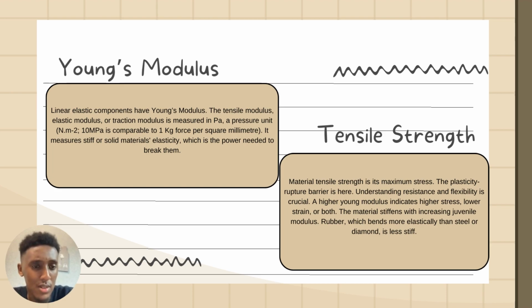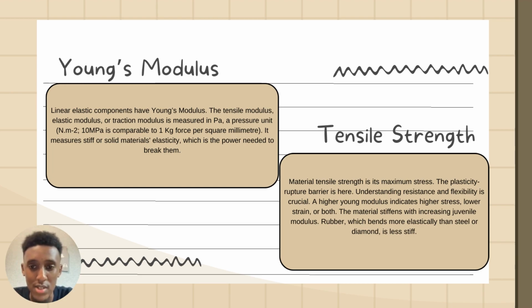Young's modulus is the linear elastic component. The tensile or elastic modulus is measured in Pa, a pressure unit. It also measures the elasticity of stiff or solid materials, which is the power needed to break them. And tensile strength is the maximum stress a material can withstand before the plastic rupture point.